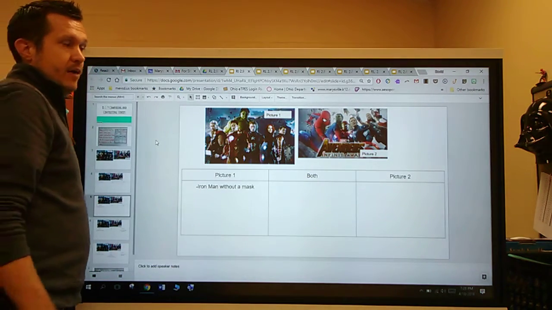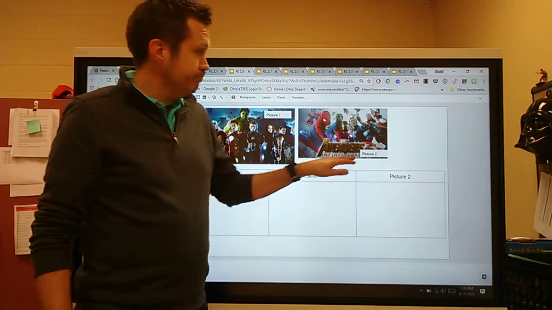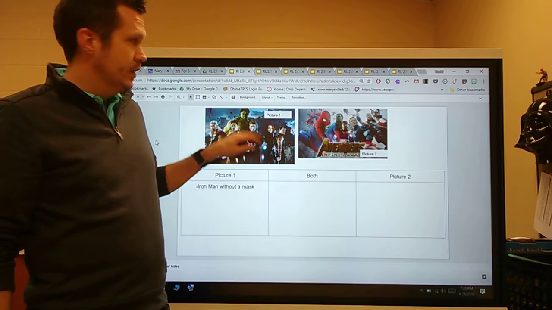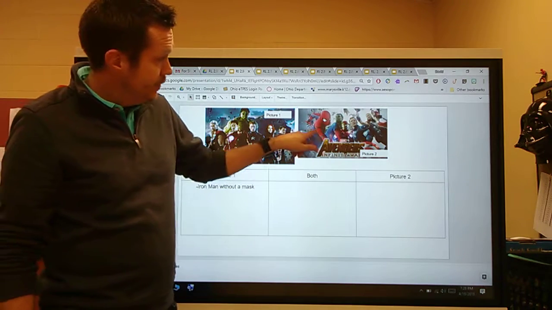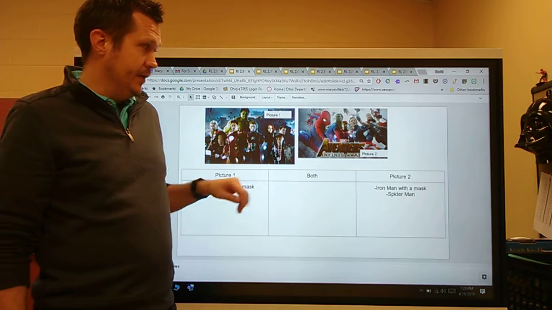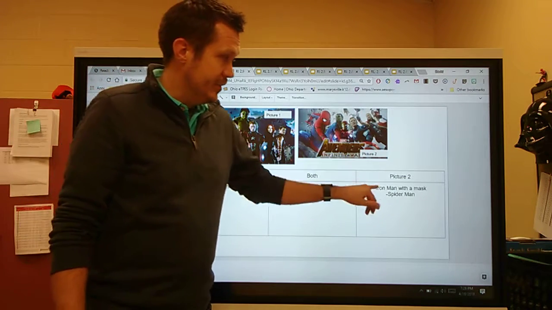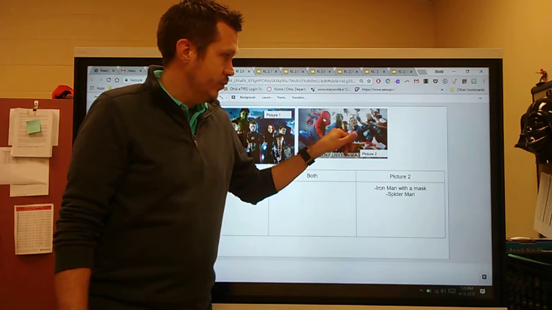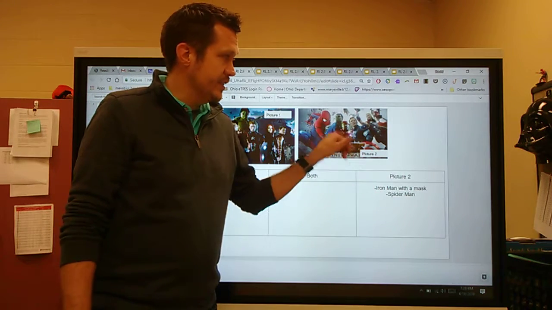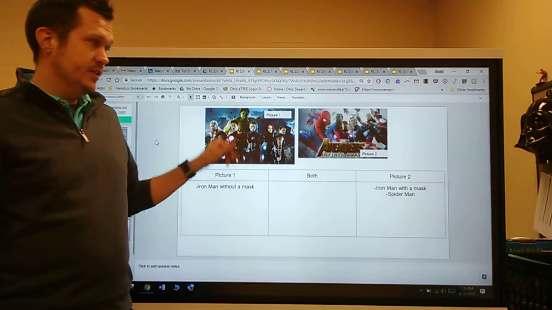All right. Now, let's take a look at picture 2. What are some things that picture 2 has that picture 1 doesn't? Well, one's really obvious. Picture 2 has Spider-Man, and picture 1 does not have Spider-Man. And what we said before, Iron Man without a mask, with a mask. So there's Iron Man with a mask and Spider-Man. So those are the 2 things that are different about this picture versus this one.